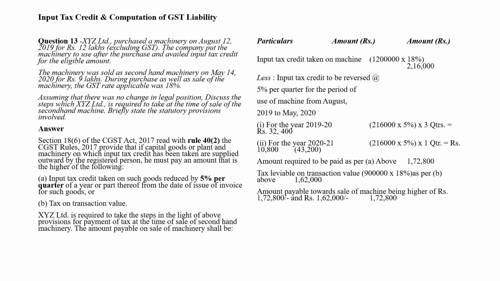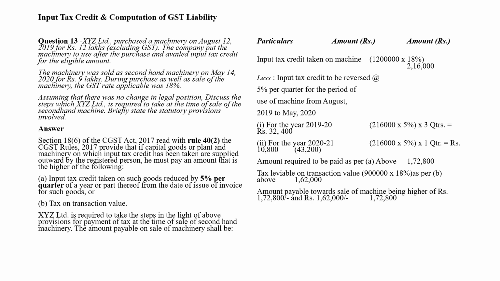Input tax credit taken on such goods reduced by 5% per quarter of a year or part thereof from the date of issue of invoice for such goods, or tax on transaction value. XYZ is required to take these steps in the light of the above provision for payment of tax at the time of sale of second-hand machinery.